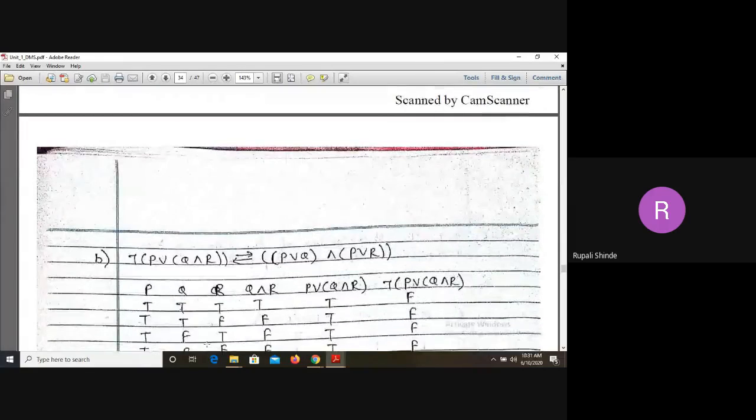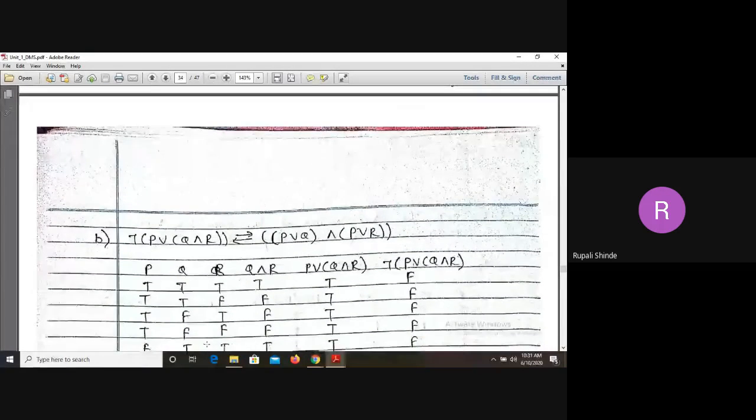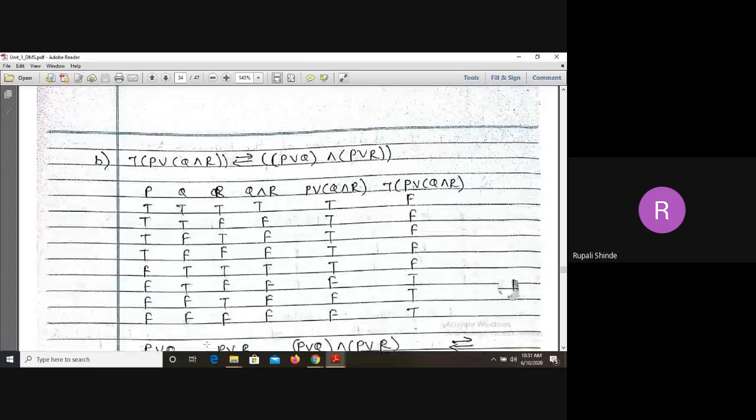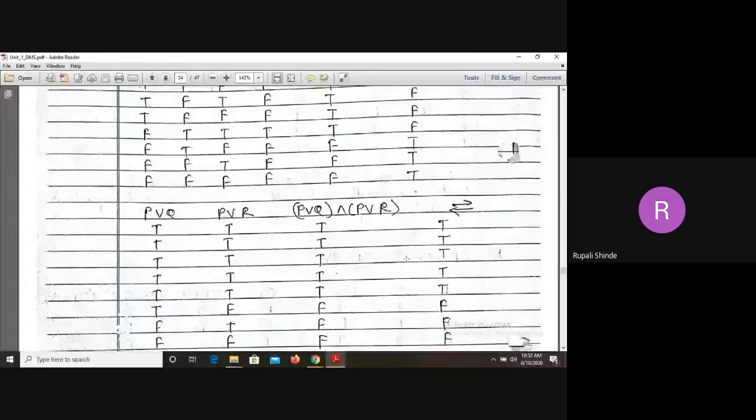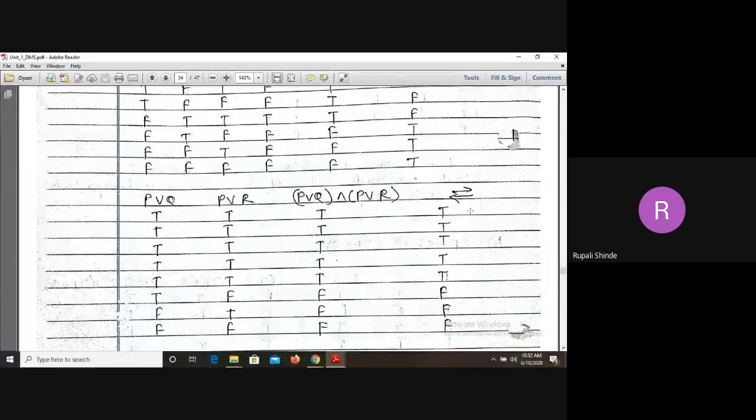Some of you said 10 columns. The number of columns may vary, but the number of combinations is fixed. So here, 8 combinations are there for truth values: 1, 2, 3, 4, 5, 6, 7, 8. And what is the final value? Check whether you have got the same answer: T and the last 3 are F.